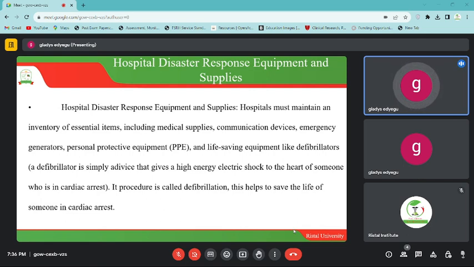Then emergency generators should also be in place. When we don't have power, we are able to handle some of the emergencies or disasters using the generators. Then personal protective equipment is also very key as part of our medical supplies. And then life-saving equipment like the defibrillators. These defibrillators are devices that give a high energy electric shock to the heart of someone who is in cardiac arrest. So we need them because that is a disaster. When we don't have them, then we can lose our patients.